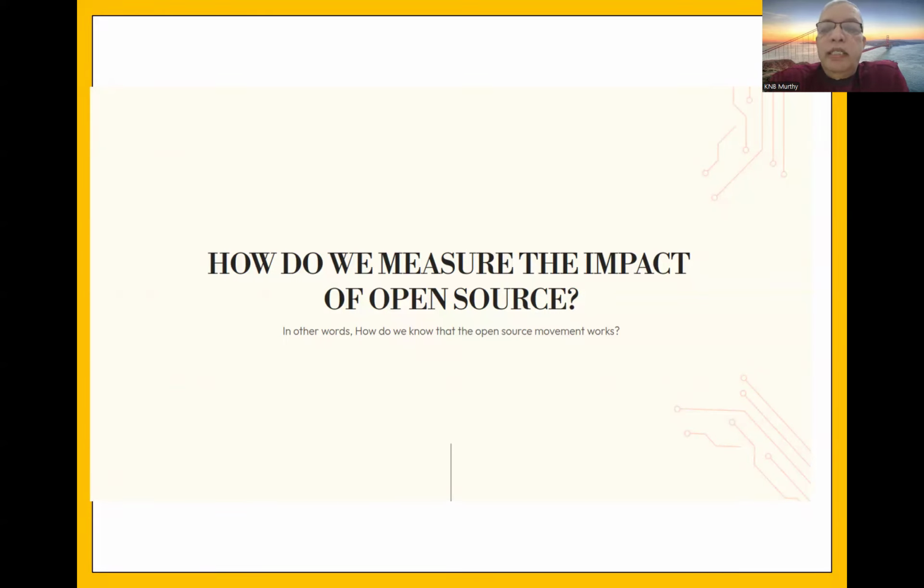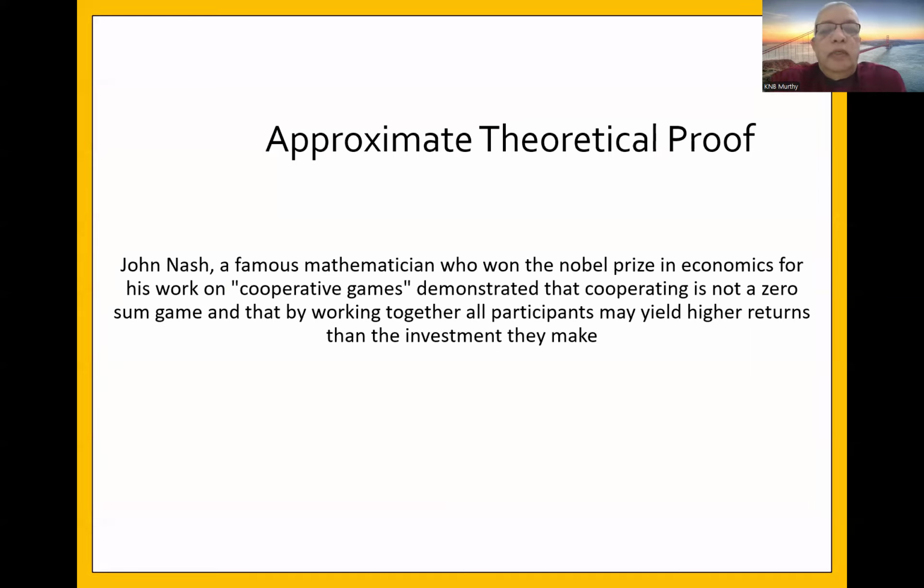Coming to the measurement of the impact of open source. Is there any measure that we can use? Approximate theoretical proof is that John Nash, a famous mathematician who won the Nobel Prize in economics for his work on cooperative games, demonstrated that cooperating is not a zero-sum game, but by working together, all participants may yield higher returns than the investment they make. Whenever we work together, obviously there is benefit for everybody.